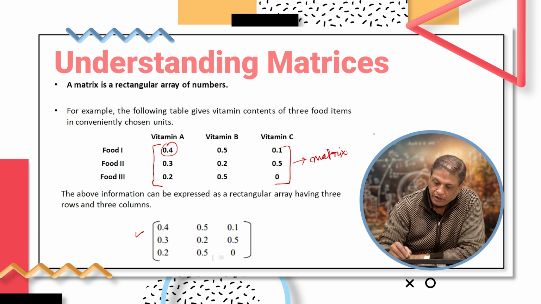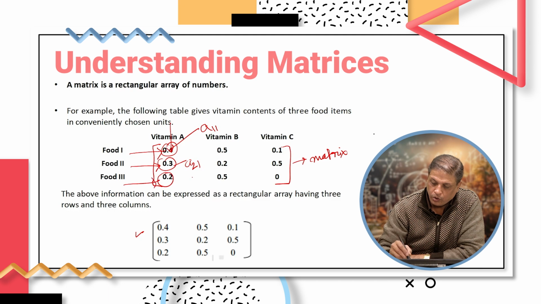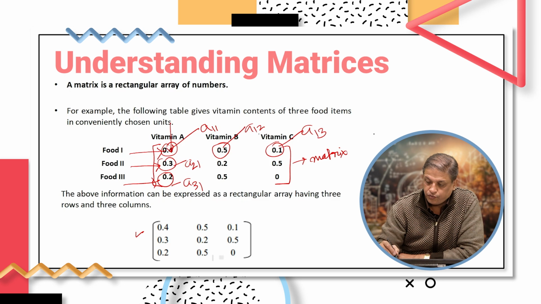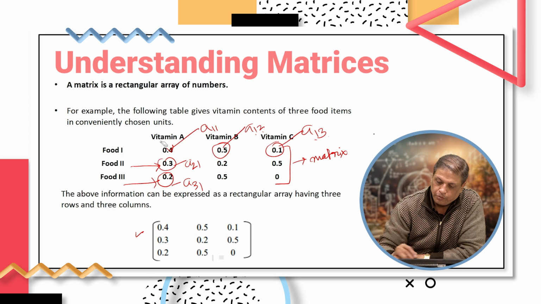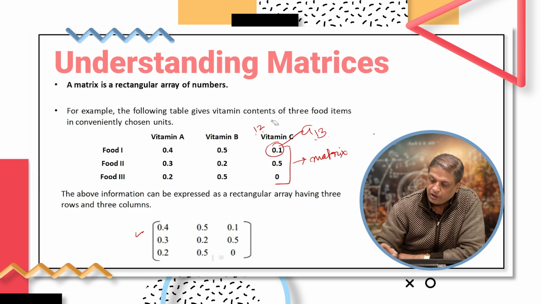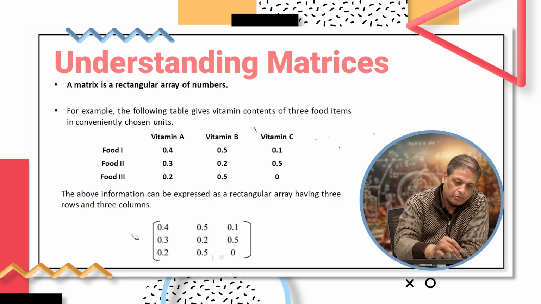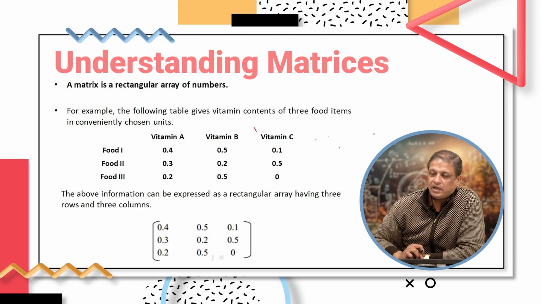wherein this value is represented as A11. That 11 is first row and first column. This is second row and first column, so this value will be A21. This value is third row and first column, so this value will be A31. Similarly, we will have A12 and A13, that is first row and second column, first row and third column. This is how the values are distributed when we deal with the rectangular component of a matrix. I hope you are able to understand what we mean by a matrix as a rectangular array of elements.